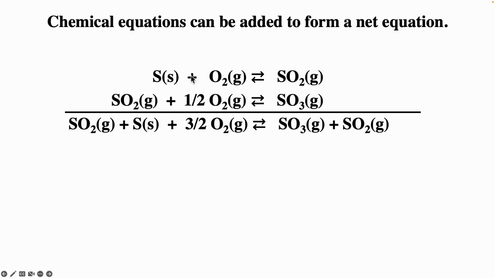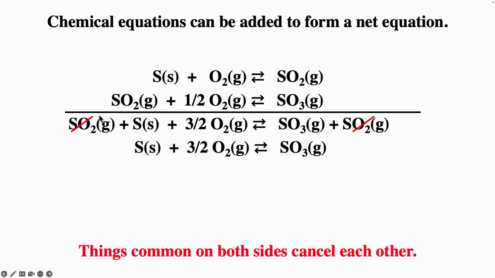Now if we add reactions, so again, chemical reactions are a lot like mathematical equations. You can multiply through by a number, you can add them. And so if we add these two reactions, we get this reaction down here. You notice that things common on both sides cancel, so the SO2s cancel, and we're left with this.